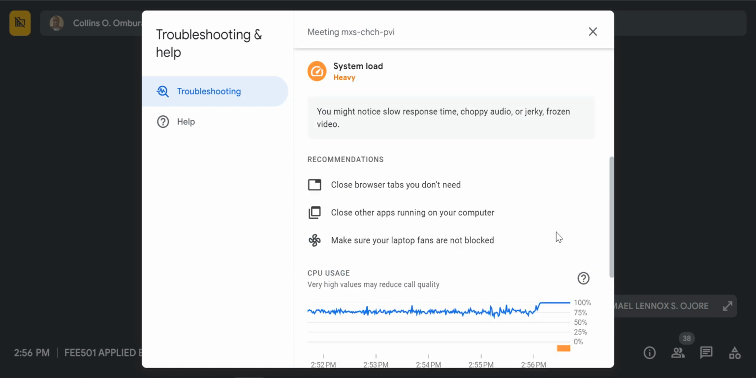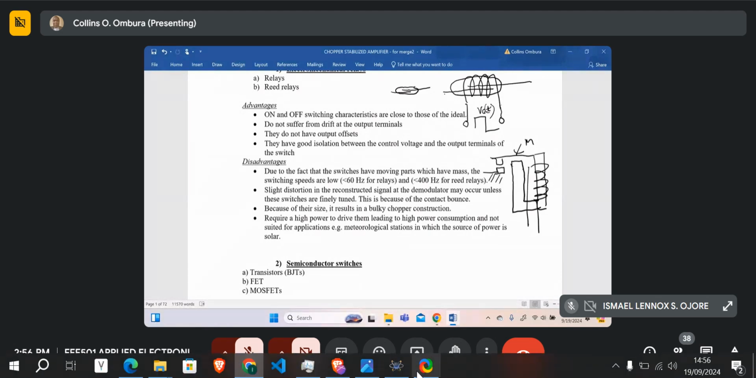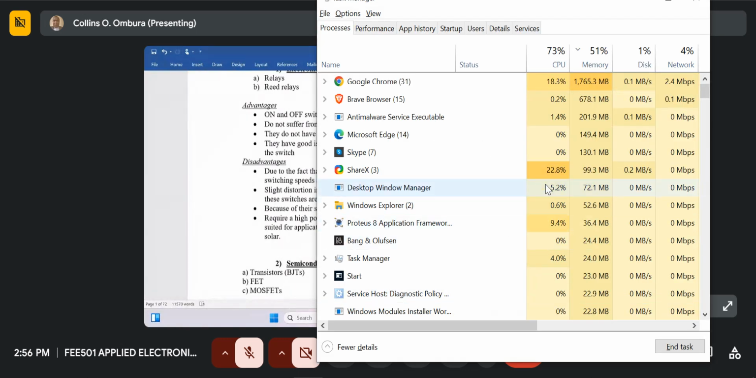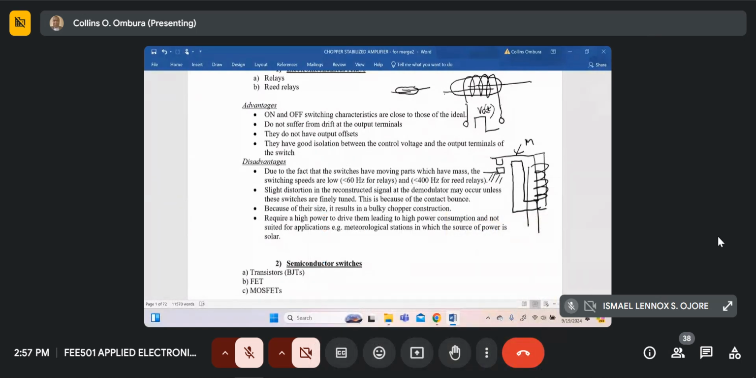And even at the demodulator, it can also give rise to a problem. Next, because of their size, it results in a bulky chopper construction. Because of the mass of this relay, it's heavy. It will require a lot of energy, in fact, to activate it. And therefore, the last point over there, it requires high power to drive them, leading to high power consumption.